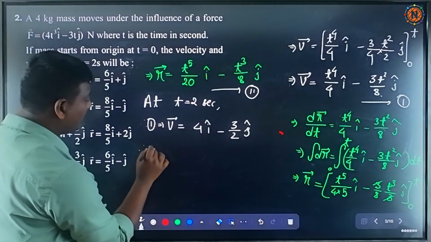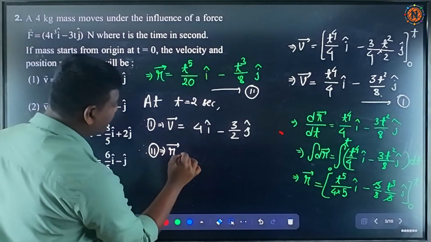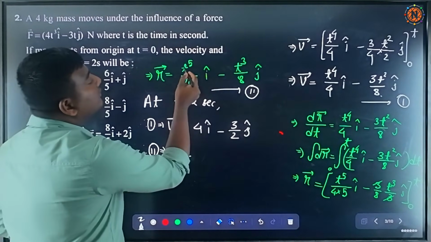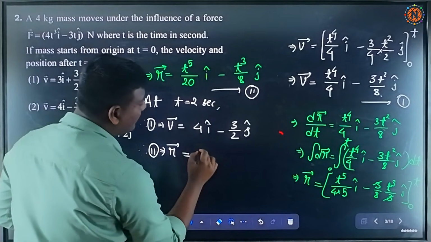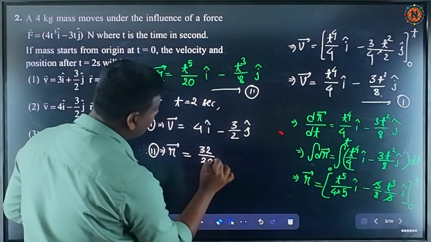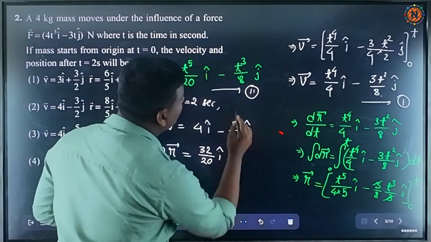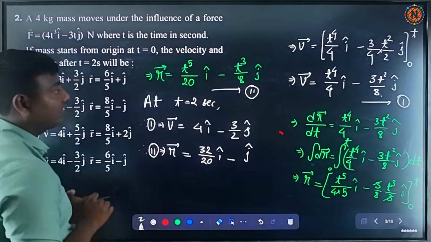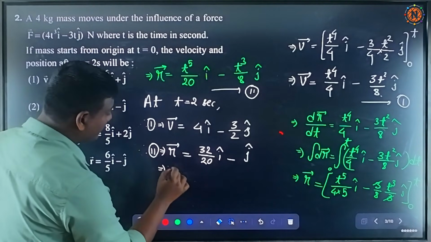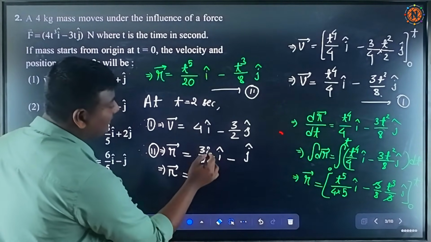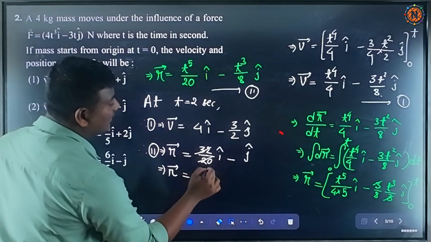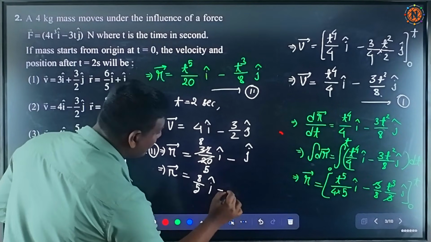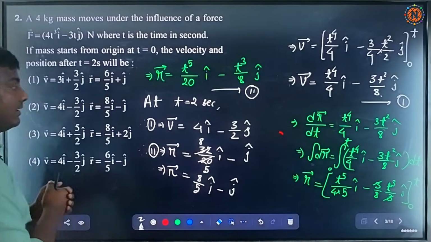Similarly, from equation number 2 we also get the position. So put t equal to 2. 2 to the power 5 means 32 by 20 i cap minus 2 cube, 2 cube means 8 by 8 j cap. So directly that will be j cap. So r vector equals, you cancel it, this will be 5, this will be 8. So 8 by 5 i cap minus j cap.